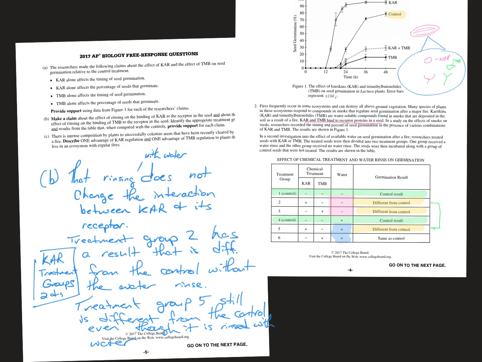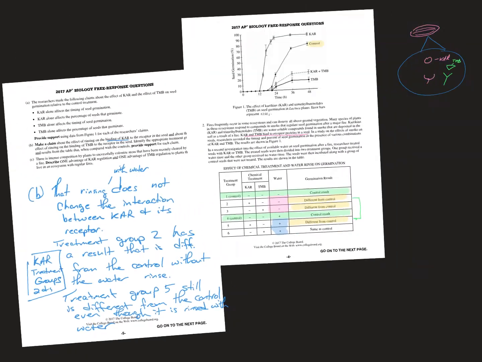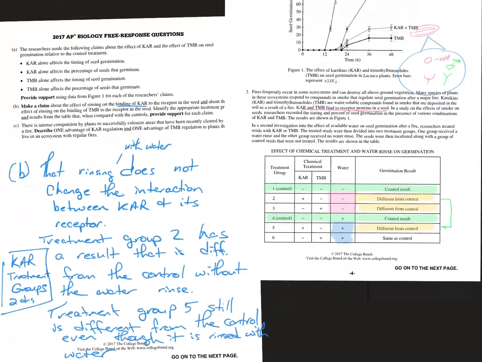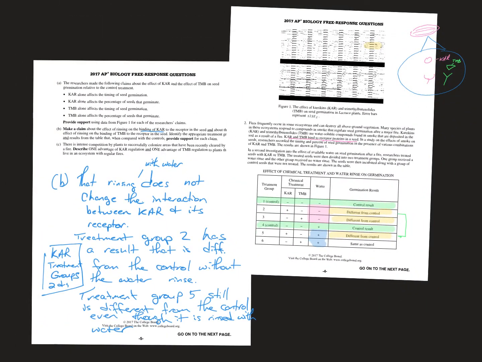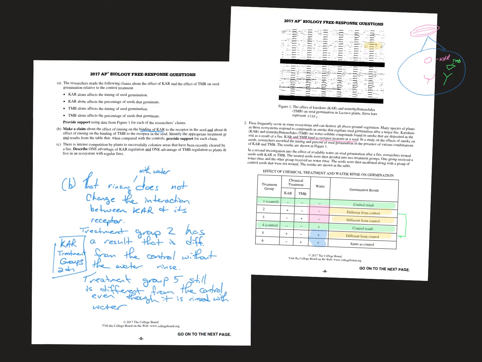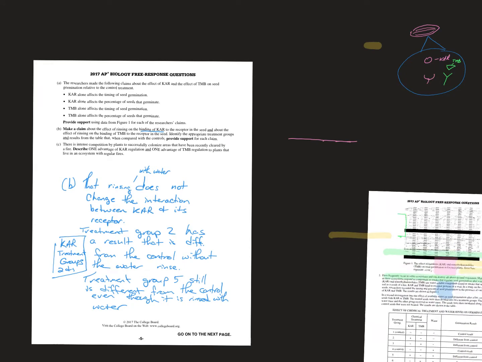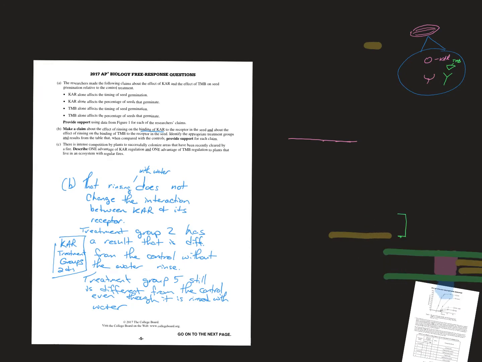So I just want to verify that I've answered the question, and I've written it, and I want to make sure I've answered it, so I can get as many points as possible about the effects of rinsing with water on binding of KAR to the receptor. Why does it group these things? I don't know. Oh well.